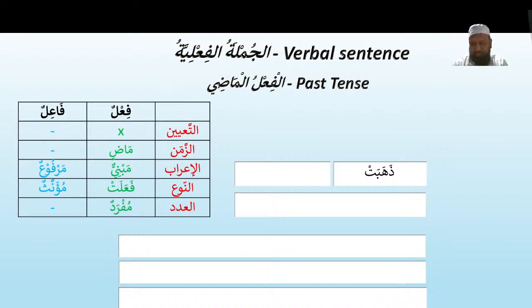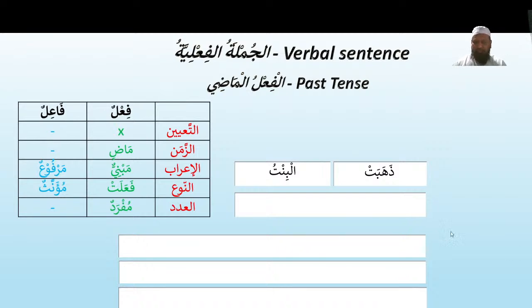ذهبت. As soon as we see ذهبت, we know it is a feminine form of فعل الماضي because we can see the تاء الساكنة, and we need the فاعل. The إعراب of فاعل is مرفوع. البنت. So ذهبت البنت. ذهبت البنت.